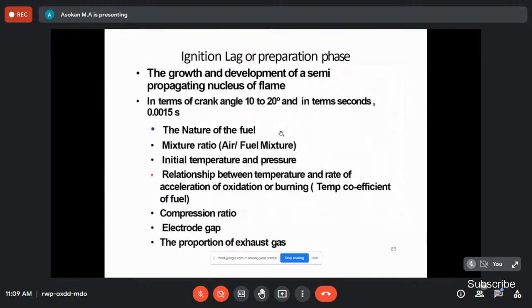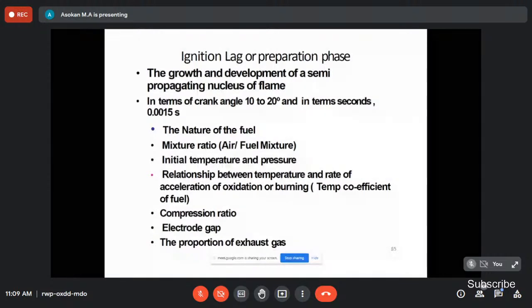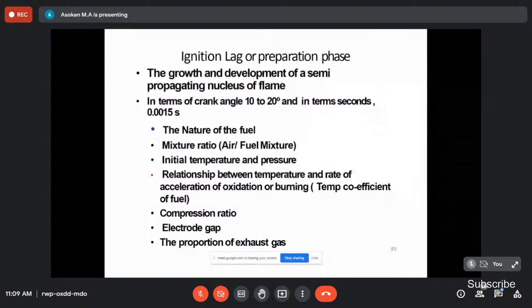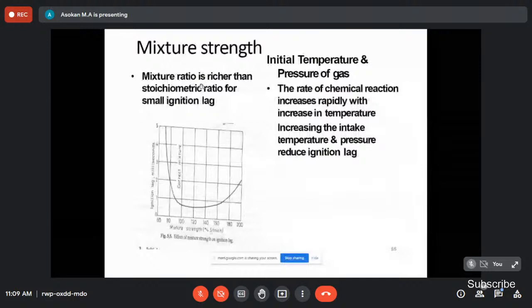And already I told you, what are the factors that affect the ignition lag? See, the growth and development of the semi-propagated nucleus flame around 10 to 20 degrees, in terms of seconds, 0.001, is the ignition lag time. So it depends on the nature of the fuel, mixture ratio, initial temperature and pressure, the relationship between the temperature and the acceleration of burning, the compression ratio, electrode gap, and proportion of the exhaust gases. Okay. See, this is the mixture strength. It depends upon this ignition lag.